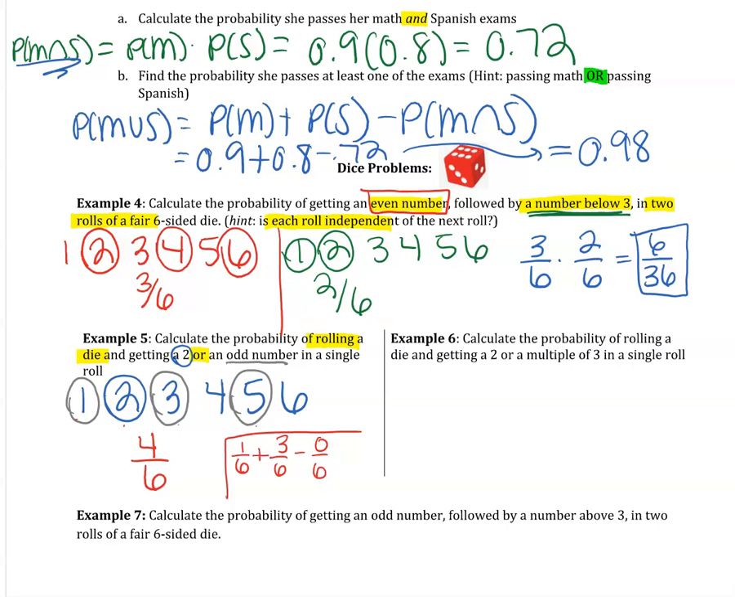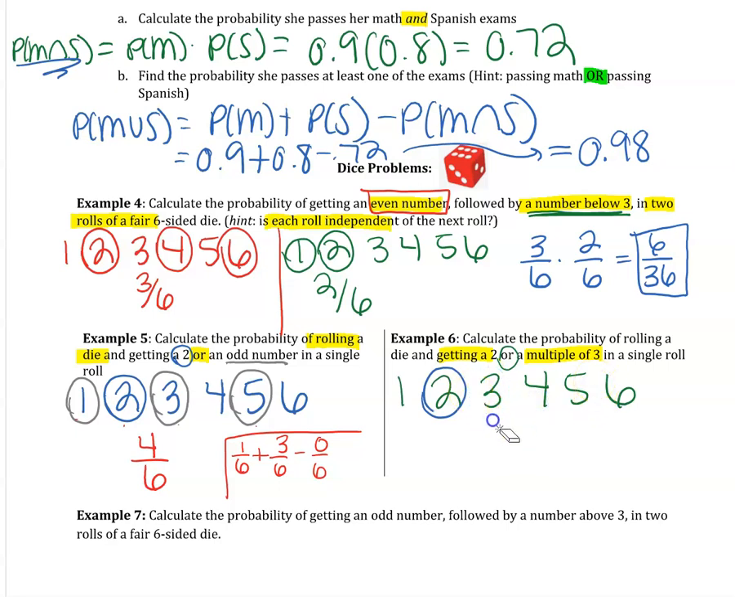Calculate the probability of rolling a die and getting a 2 or a multiple of 3. So again, another OR probability in a single roll. 1, 2, 3, 4, 5, 6. The probability you roll a 2 is 1/6. And then a multiple of 3 would be 3.